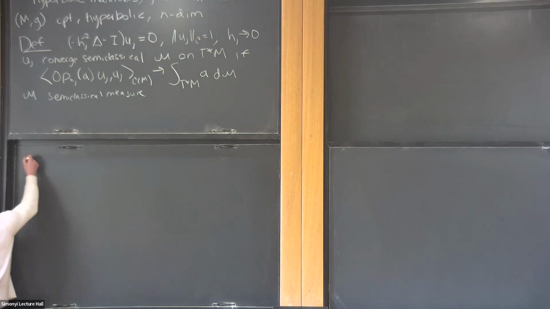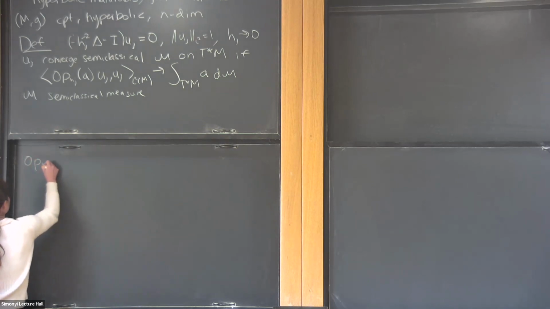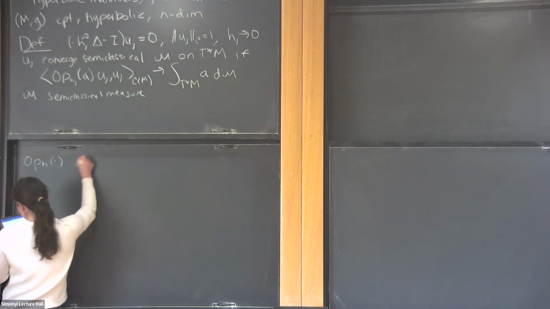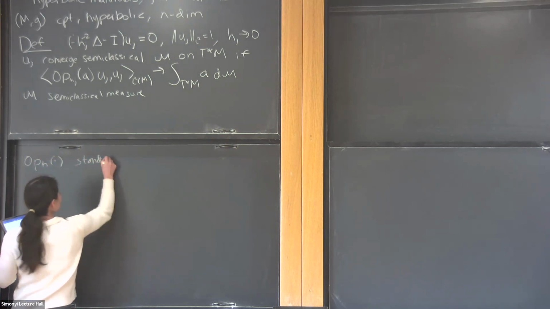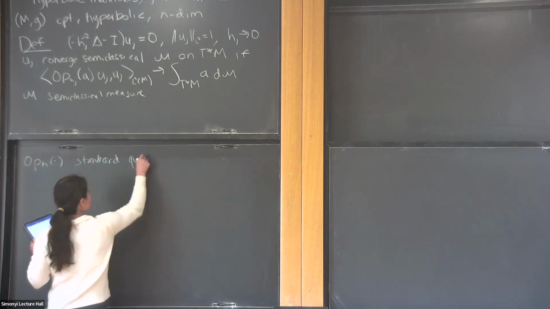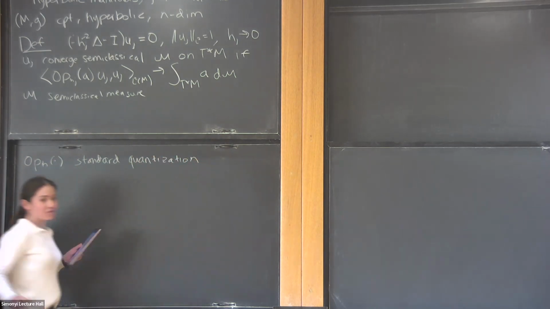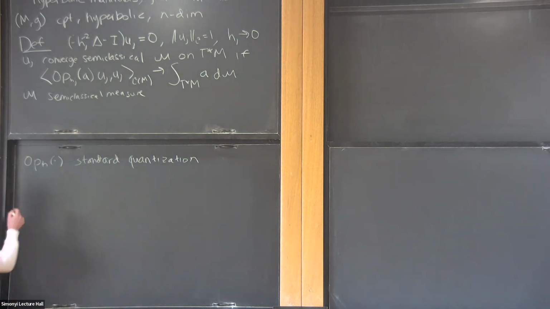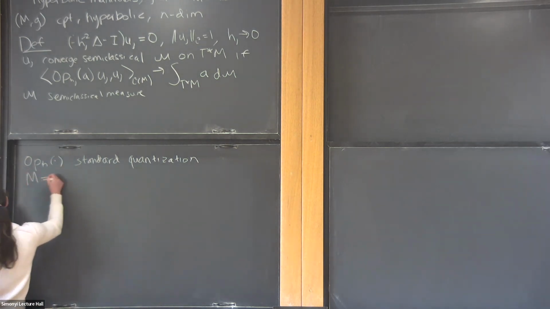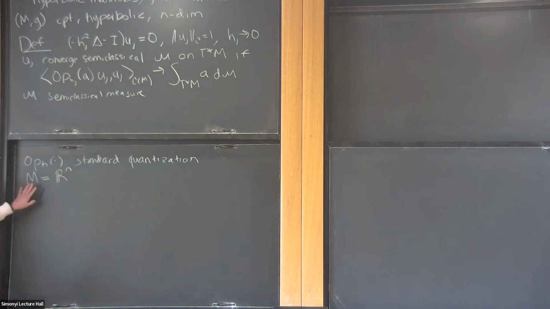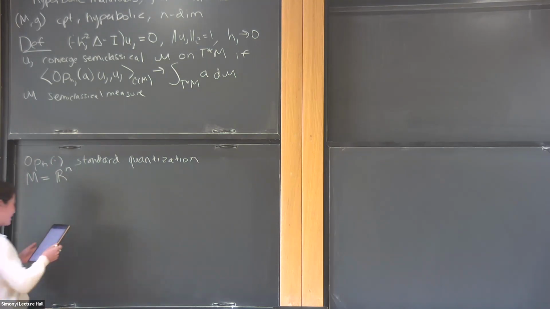Okay, so if you're familiar with microlocal analysis, Op_h is the standard quantization. If you're unfamiliar, let me just give some intuition in a really simple case. So my simple case is when my manifold is Euclidean space. This obviously is not a compact hyperbolic manifold, but the quantization doesn't depend on the hyperbolic structure. So this is our simple case.